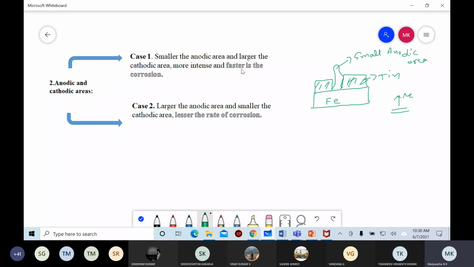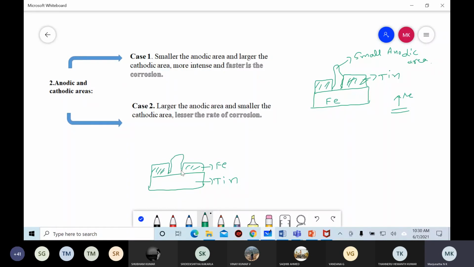This is the first one. Coming to the second, another one, that is larger the anodic area, smaller the cathodic area, lesser will be the rate of reaction. For example, see, this is one tin metal. On the surface of this tin metal, there is an iron metal deposited. See, this is an iron metal, it is coated on the surface of this tin metal.